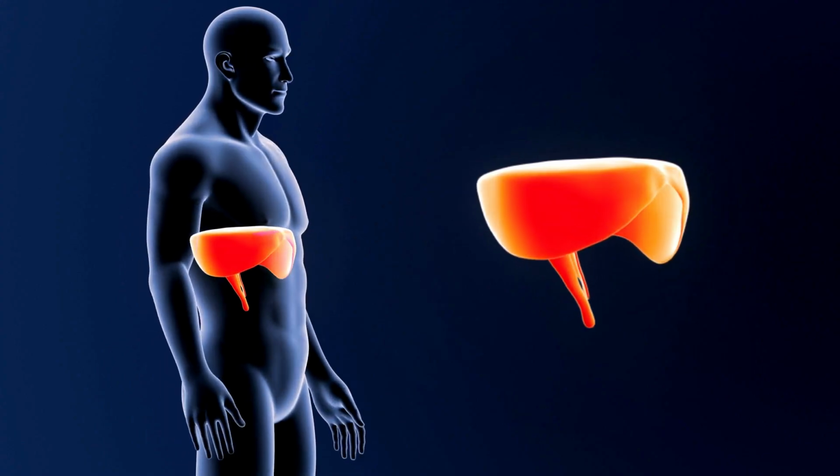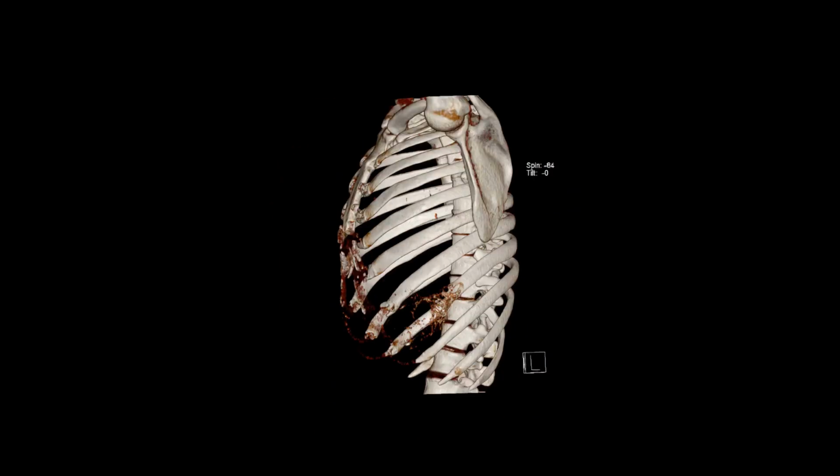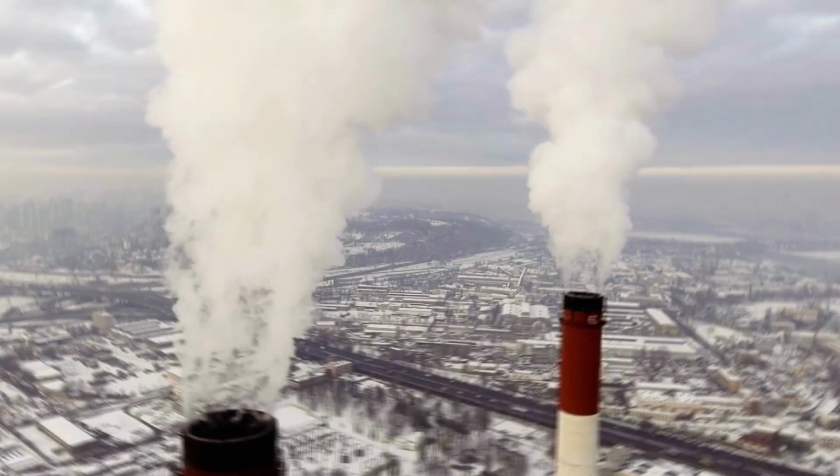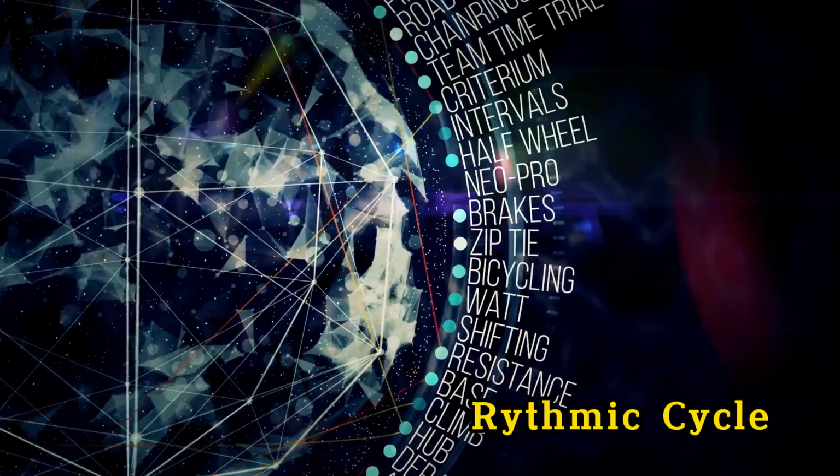Exhalation, on the other hand, is a passive process. The diaphragm and intercostal muscles relax, decreasing the thoracic cavity volume and increasing air pressure within the lungs. This forces the expulsion of carbon dioxide from the alveoli, which is then exhaled through the airways. This rhythmic cycle ensures the constant exchange of gases for our body's energy needs and waste removal.